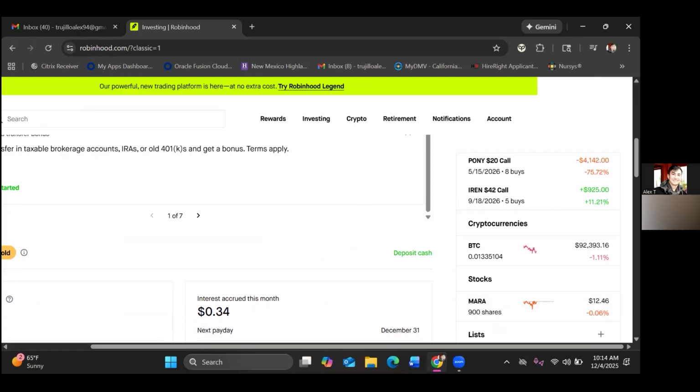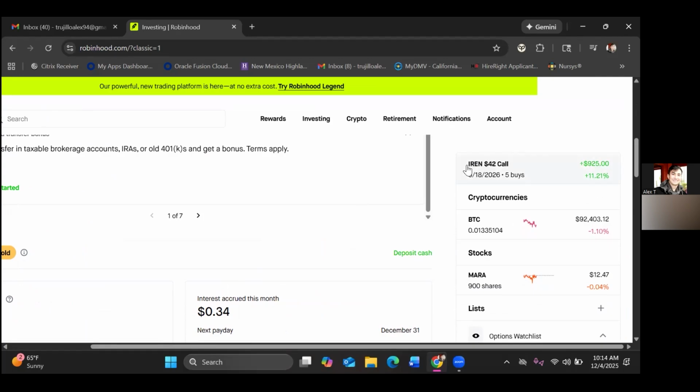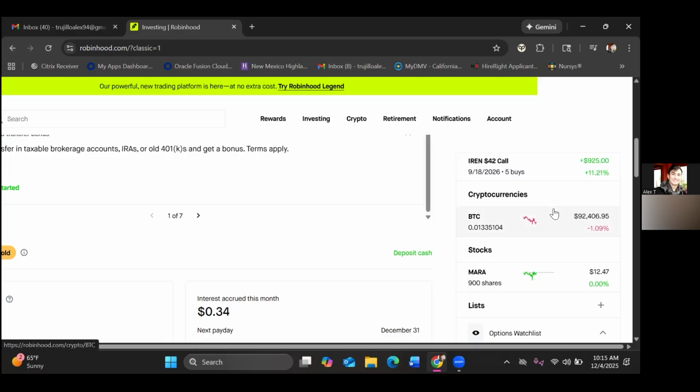It's a LEAP, so it expires in May. We have some time for that to recover. And then Iron is in the green, but I think there's more upside to that. But what we can do is now you can sell covered calls. So what is a poor man's covered call? A poor man's covered call is you can sell covered calls on your LEAPs. Your LEAPs act like collateral. So with the 5 buys, that represents 500 shares. So that means you can sell 5 contracts. That's the power of LEAPs.